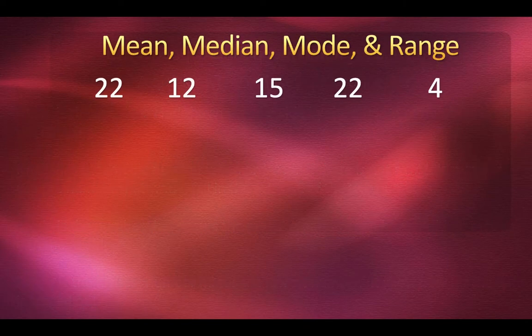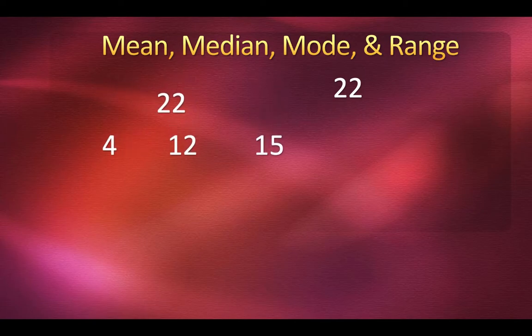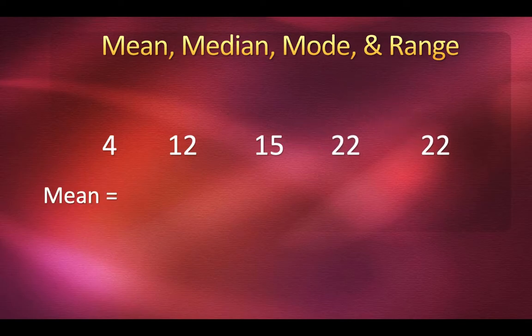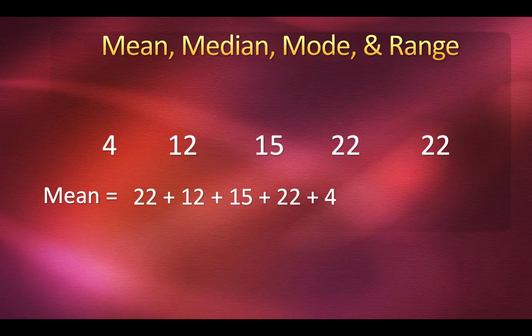So let's look at a couple examples. In your math notebook, go ahead and write down this set of data in order from least to greatest. That will always be the first step that you will do when answering any mean, median, mode, or range question. For mean, you're going to add those data points together and then divide by the total number of data points, which there are 5. When you add that together, you end up with a total of 75 divided by 5 for a mean of 15.